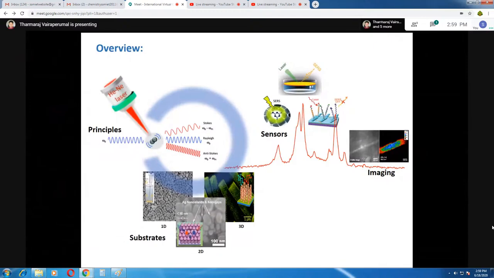This is the overview of the presentation. What is the Raman spectrum principle, and how to prepare different kinds of Raman active substrates to enhance the Raman signal, and how those are applied for different types of sensors.